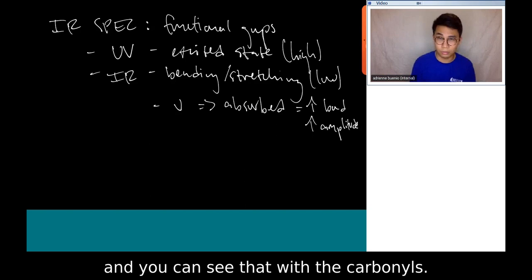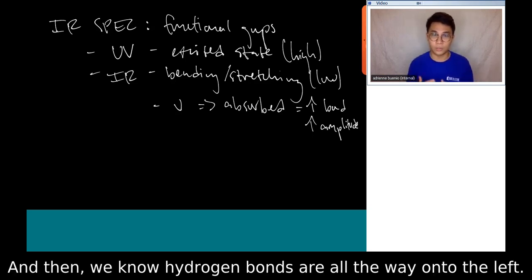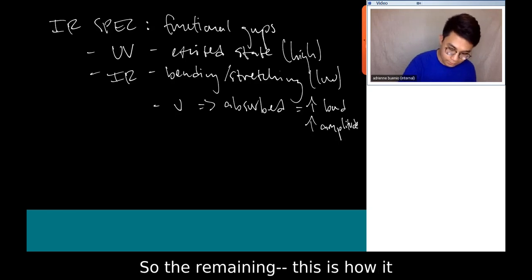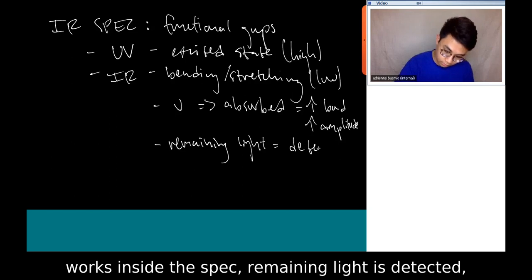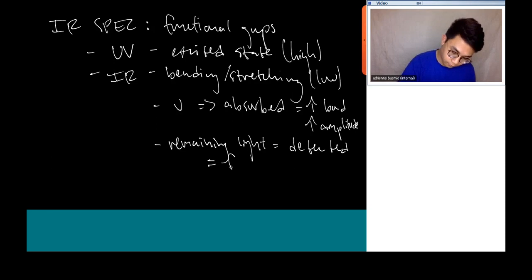And you kind of see that with the carbonyls, right? That's a strong bond, CO, and then we know hydrogen bonds are all the way on the left, right? And it's really strong as well. So I think that's kind of what you look for. So the remaining, this is kind of how it works inside the spec. Remaining light is detected, right? And those are your functional groups.